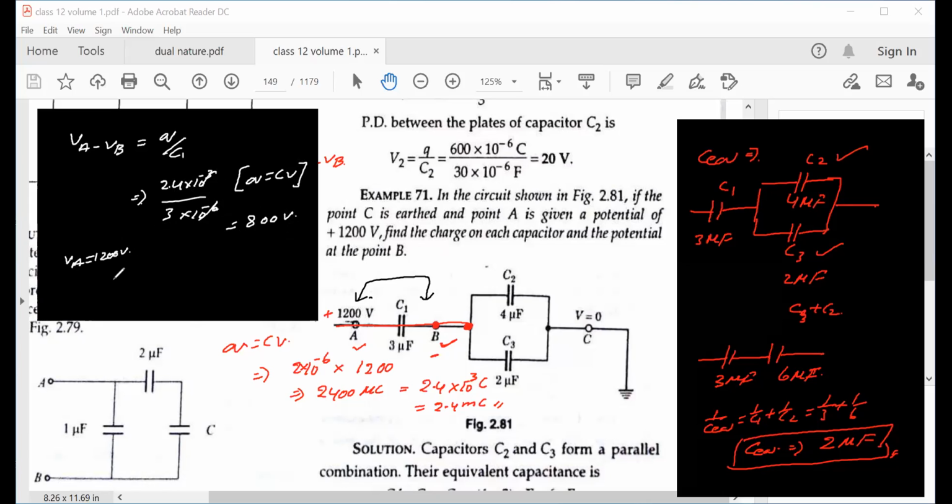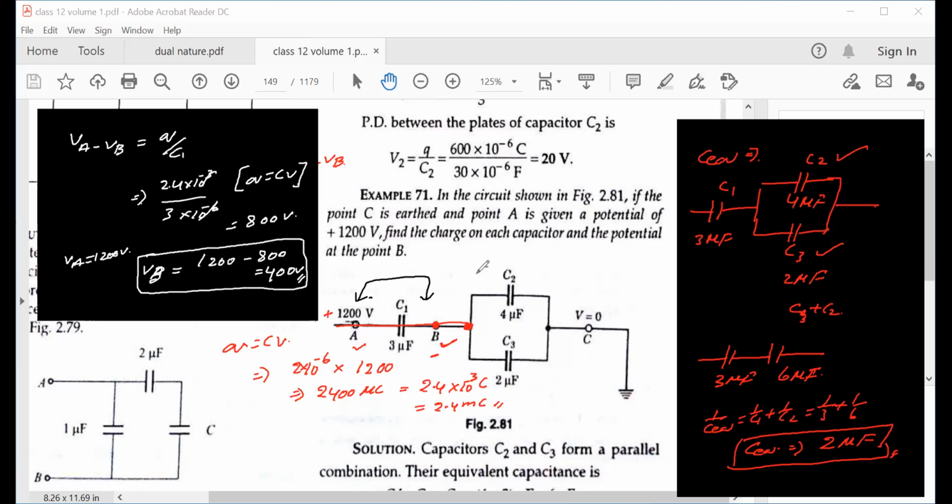Now from this relation we need to find VB. So VB is equal to 1200 minus 800, which is equal to 400 volts. So this is your VB. Now we got the VB and we got the charge. So this is the total charge at the B point, and it is your VB.